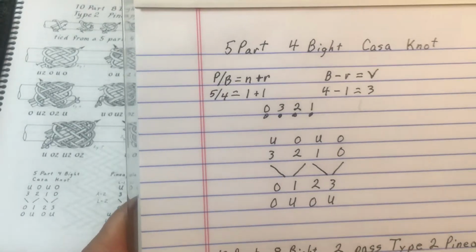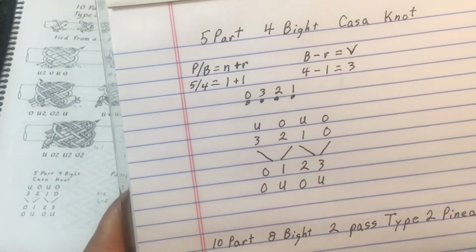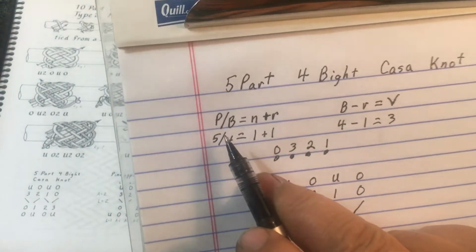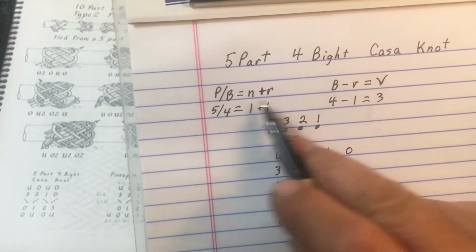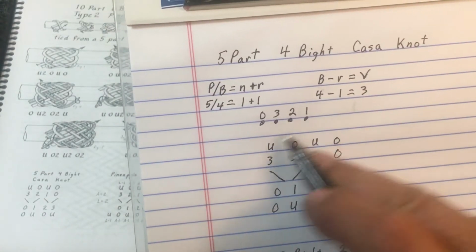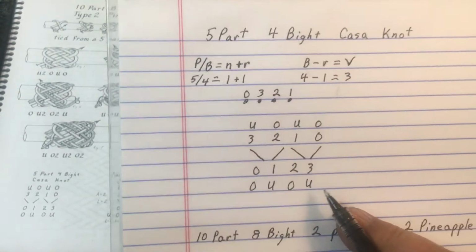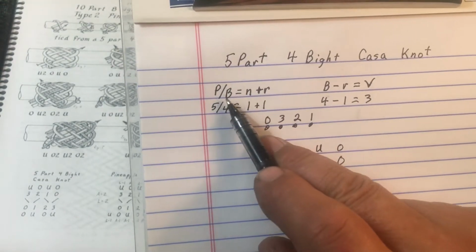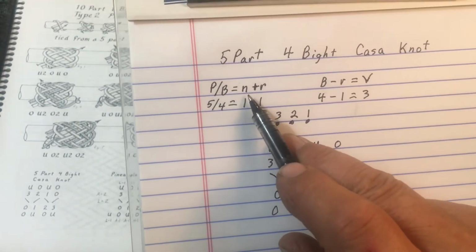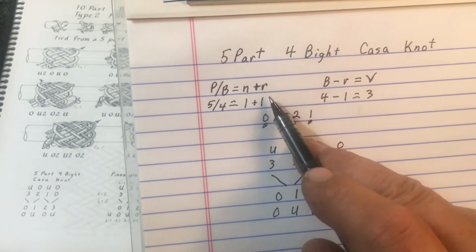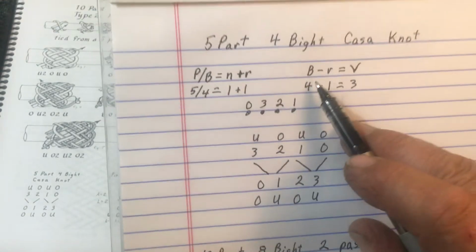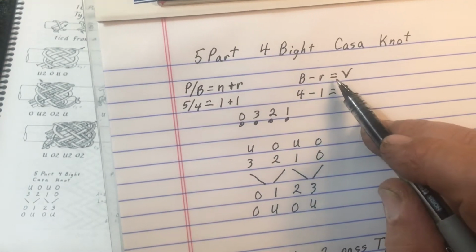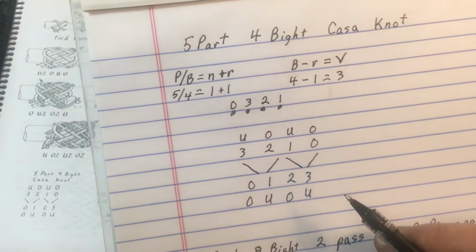And I also wanted to, as a kind of a reminder, show the formulas it takes to set up this algorithm diagram. Those formulas are parts divided by bights equals N plus the R, which is remainder. And the other formula you use is bights minus R equals V, which is the count value.